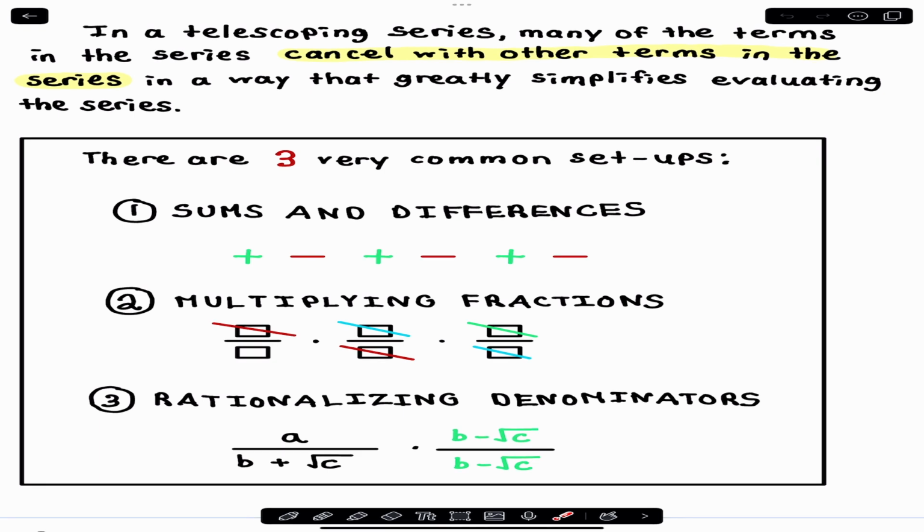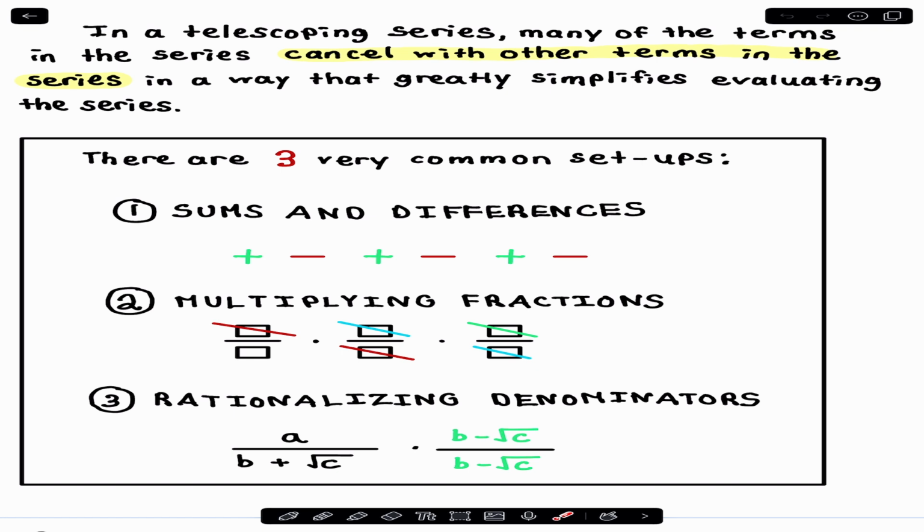A setup that is not as common, but still just as important, is the multiplying fractions setup. So basically what's going on is this term would cancel with this term. This term, a different term, is going to cancel with this term. So that's why I've highlighted it a different color. And then this term, you can imagine if this series keeps going on, this green term would cancel with a green term somewhere later down in the series. And this would just keep going.